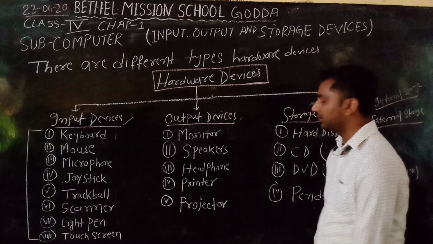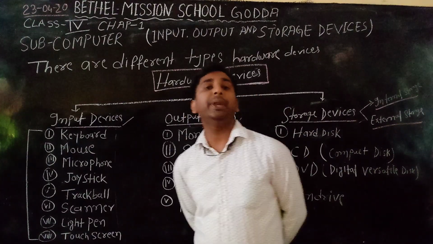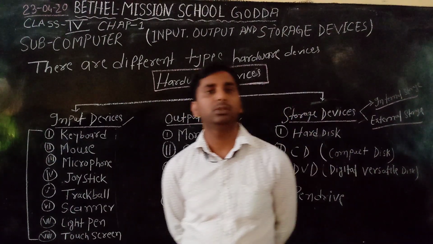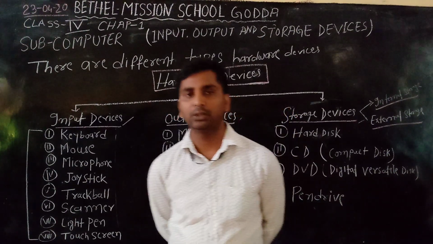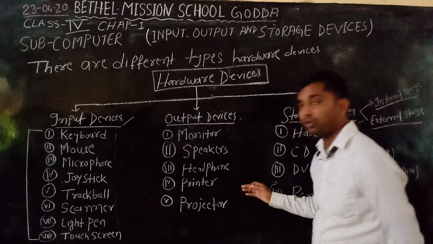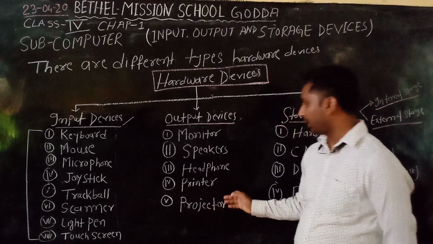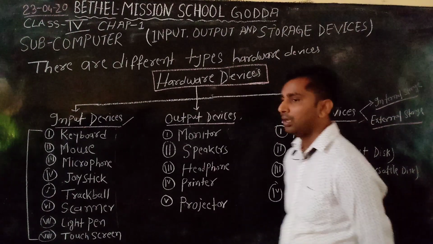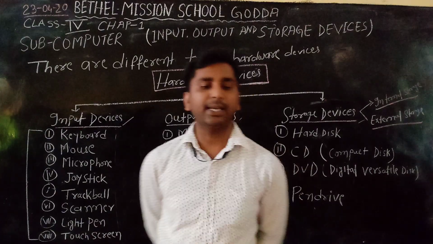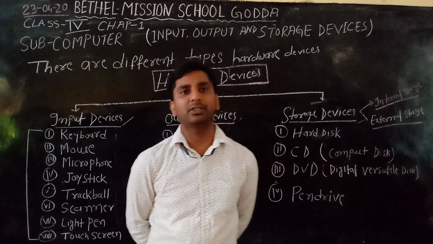Fourth is printer. Printers are used to print photos, documents, etc. It is also called an output device. Now fifth is the projector. A projector is used to display images on a white surface.